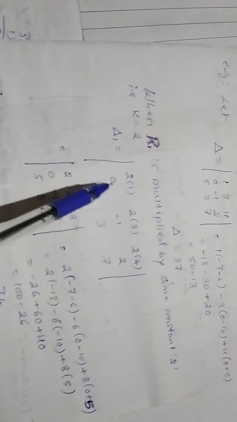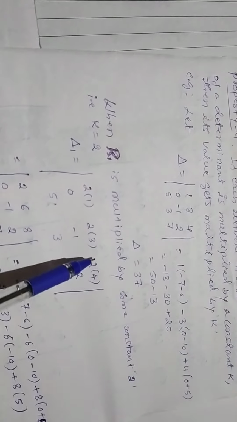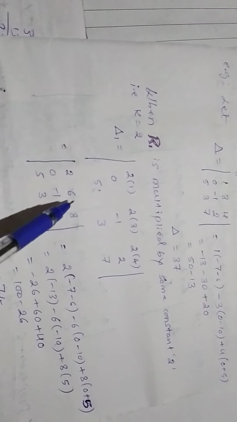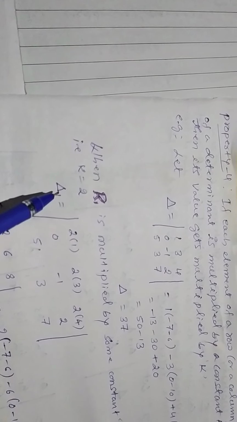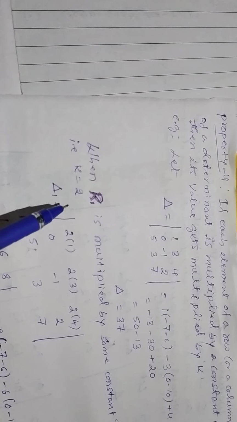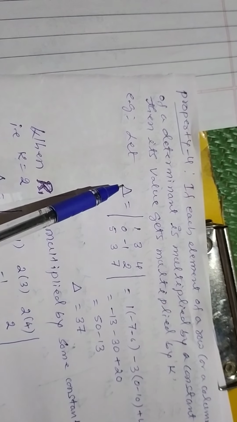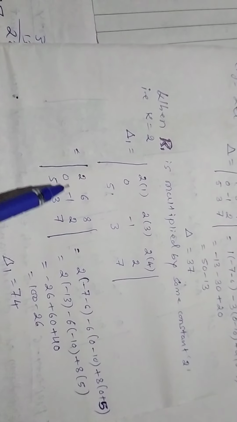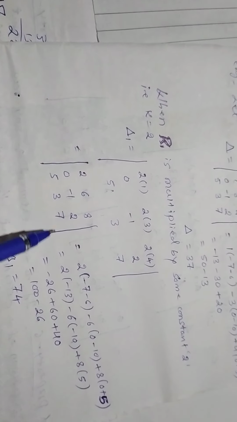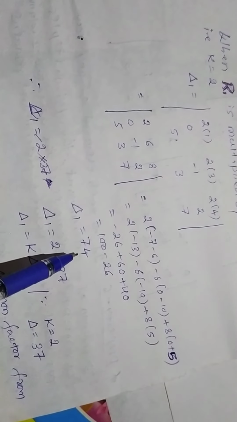When you expand, 2 into 1 is 2, 2 into 3 is 6, 2 into 4 is 8. This is delta 1. How is delta 1 formed? When you multiply the first row of the determinant delta with some constant 2, you get delta 1, that is 2, 6, 8, 0, minus 1, 2, 5, 3, 7. When you expand this delta 1, you get 74.